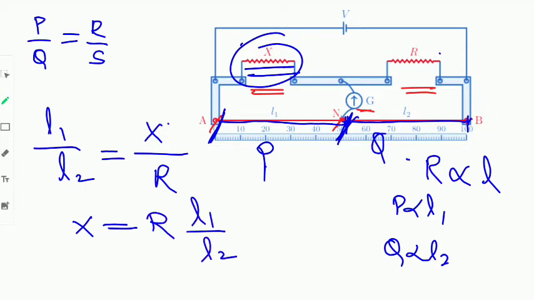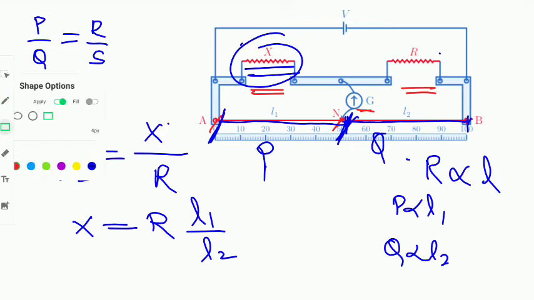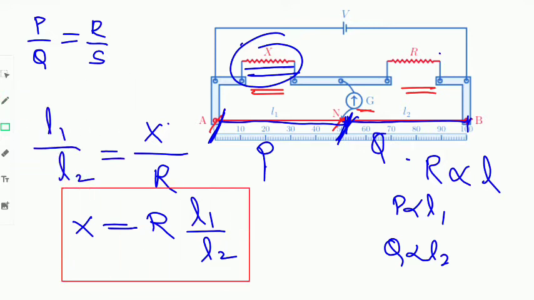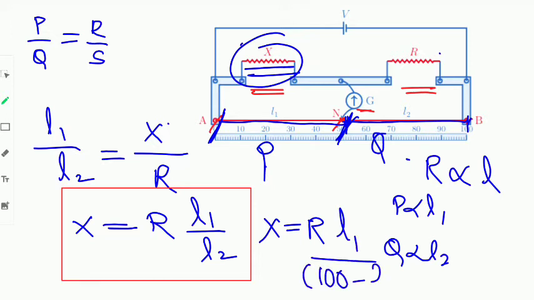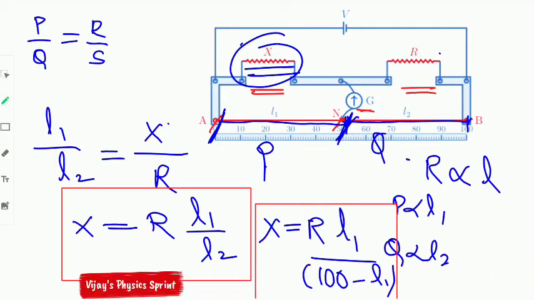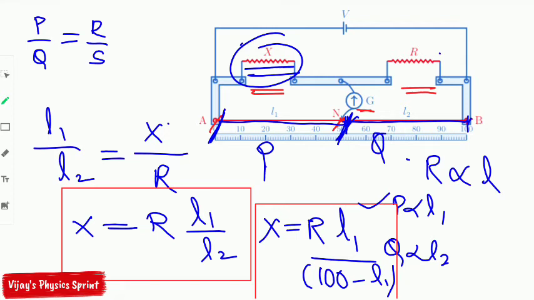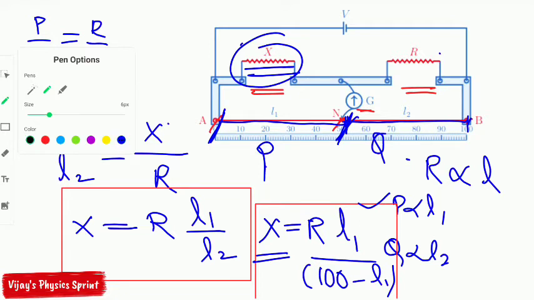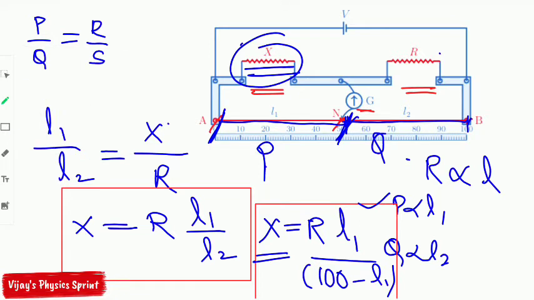But what is the value of L2? L2 can be written as 100 minus L1. So X becomes R L1 by 100 minus L1. So this is the given unknown resistance value. X is equal to R L1 by 100 minus L1. This is the calculation of the unknown resistance by using this meter bridge.